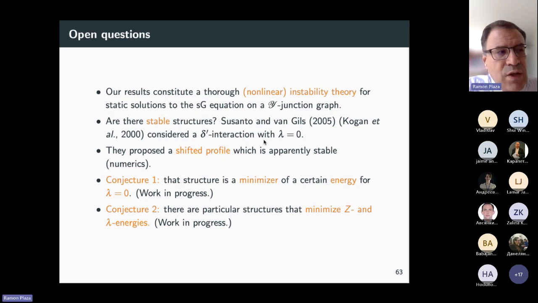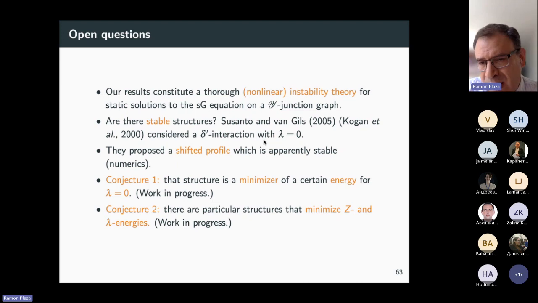The other remark that I want to make is that we only prove instability of a certain kink or anti-kink profiles that we could construct. These solutions are difficult to construct. So we only prove the instability of those. So the main question is, are there stable structures? And let me mention a paper by Susanto and Van Gils.